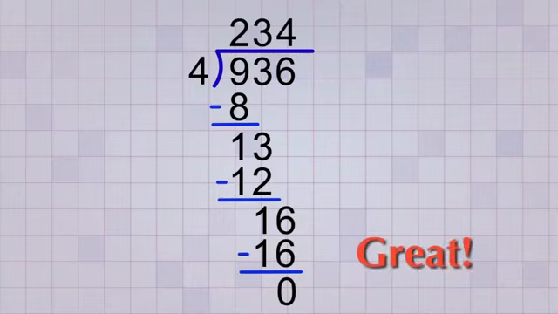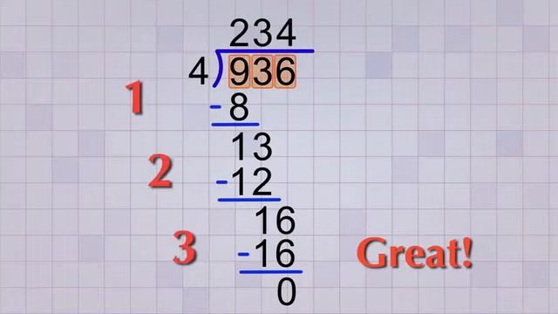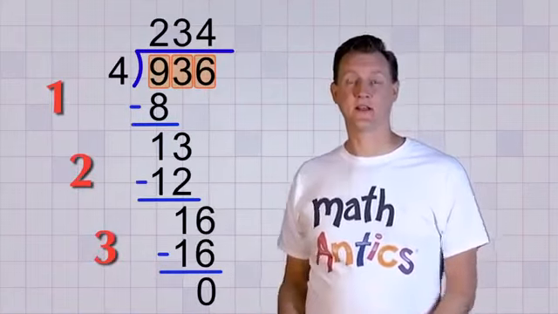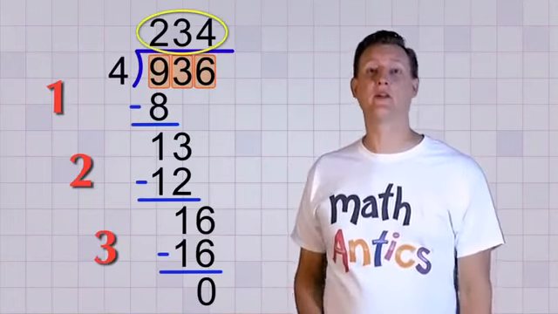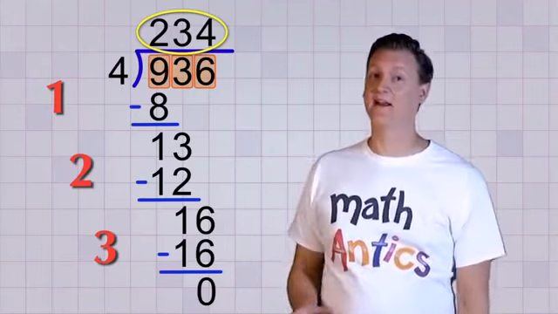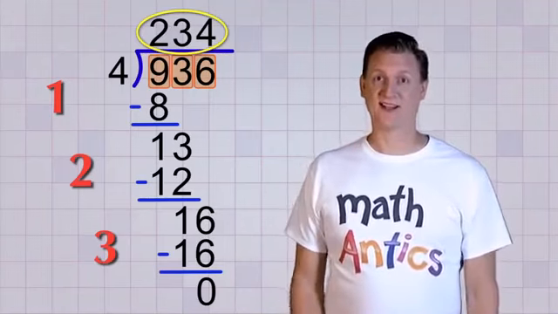That's great! We solved the whole division problem, digit by digit, by breaking it up into 3 basic division steps. And now we know that 936 divided by 4 equals 234. And we also know why they call it long division. In fact, that was so long, I think I need a coffee break.